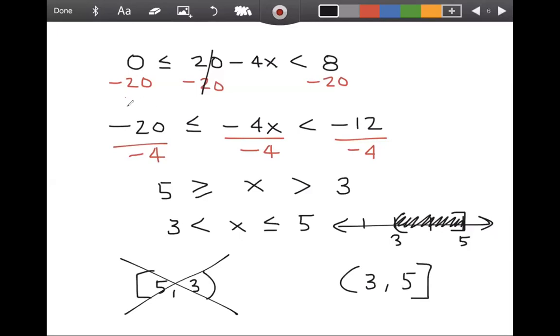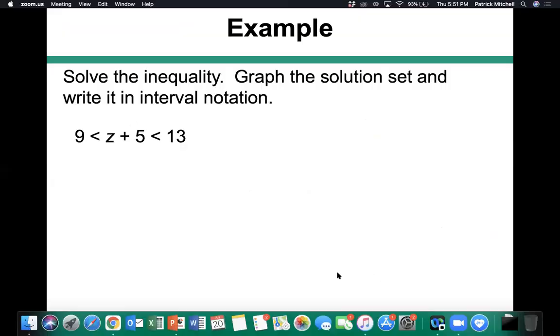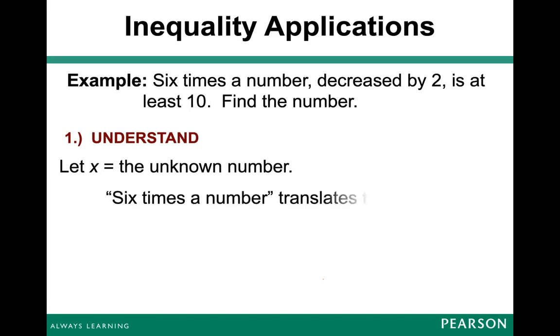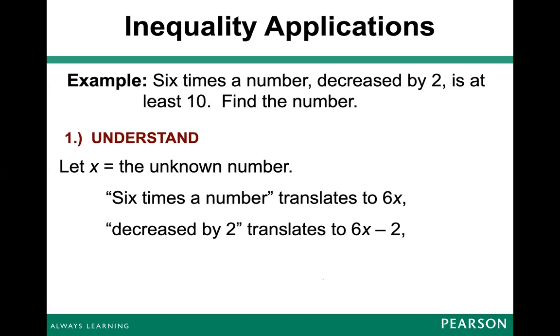All right, I think we are pretty close to being done with this section. Yes, okay, so now we just get into a couple of little application problems, starting with what I affectionately call a who cares problem. 6 times a number decreased by 2 is at least 10, and we want to find the number. First step is to understand the problem. If we let x be the unknown number, 6 times a number translates to 6x. Decreased by 2 means subtract 2.